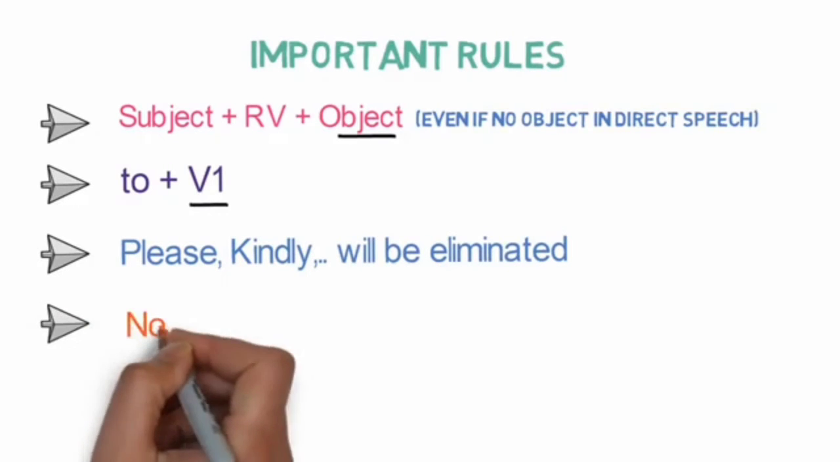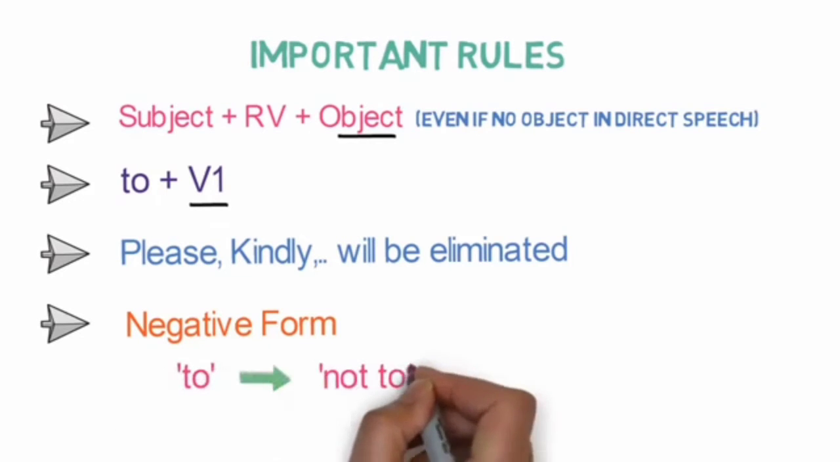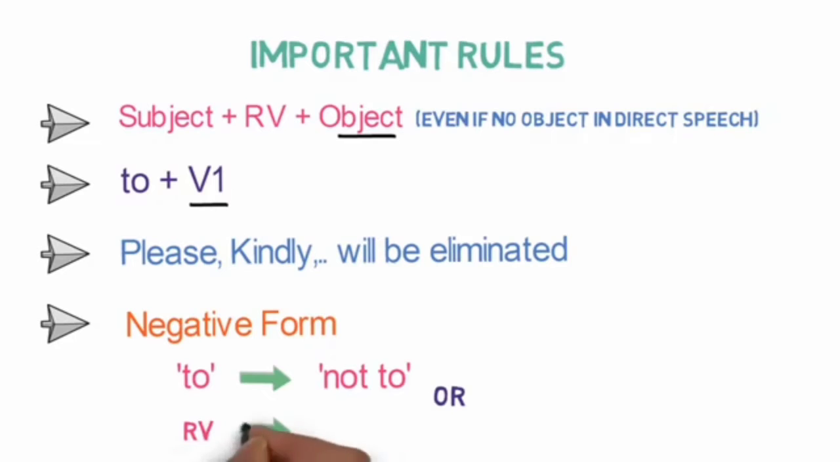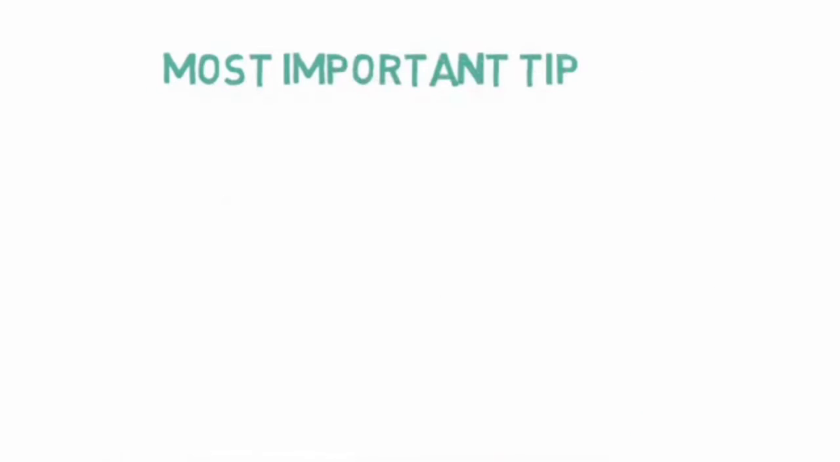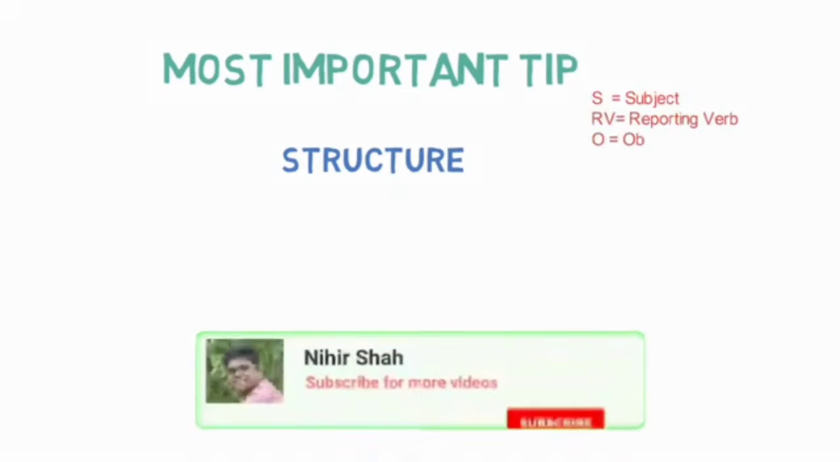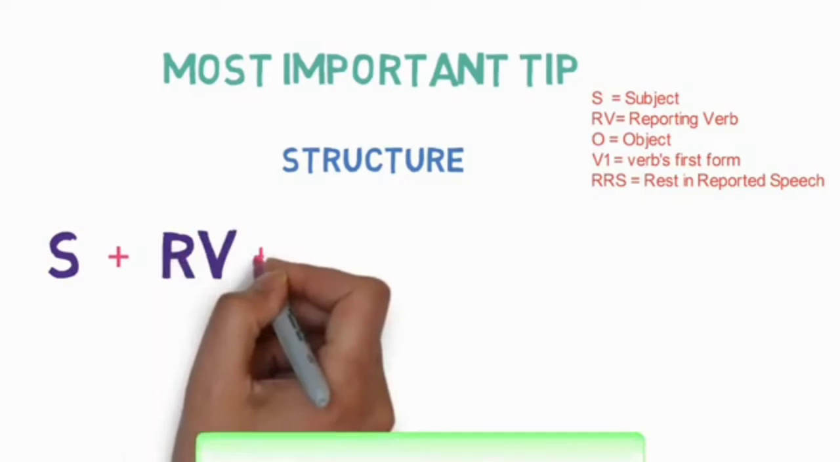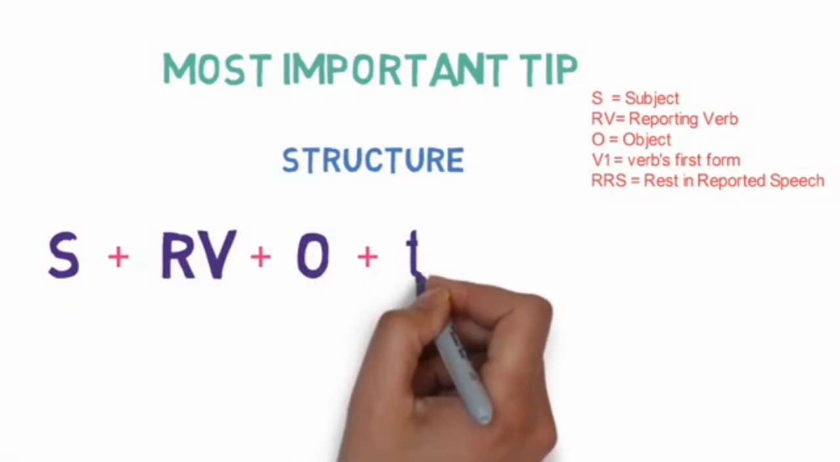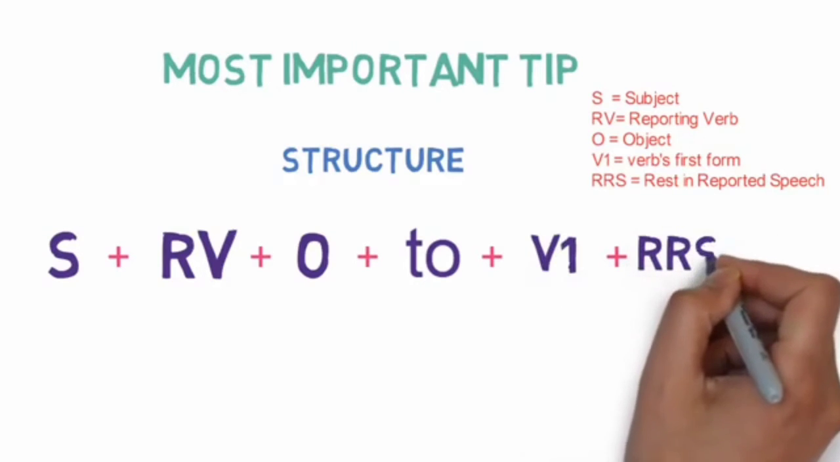And number 4, if the imperative sentence is in negative form, either convert to not to or we use forbade in reporting verb. The most important tip for you is most of the time the structure of indirect speech for imperative sentence will be like this: subject plus reporting verb plus object plus to plus main verb plus remaining part in the reported speech.